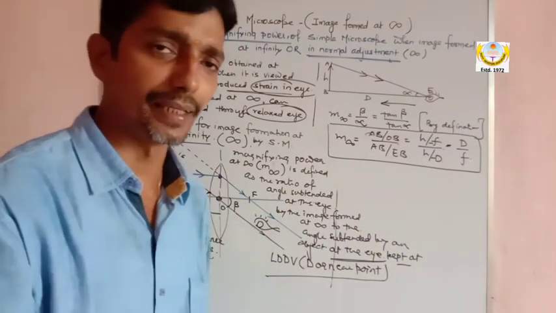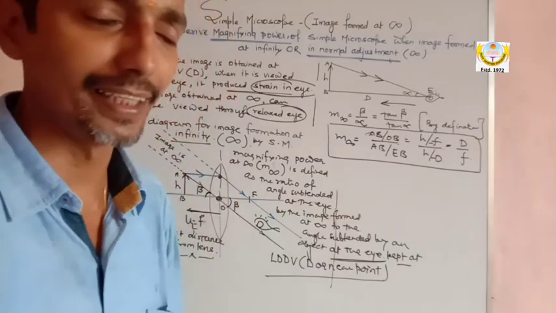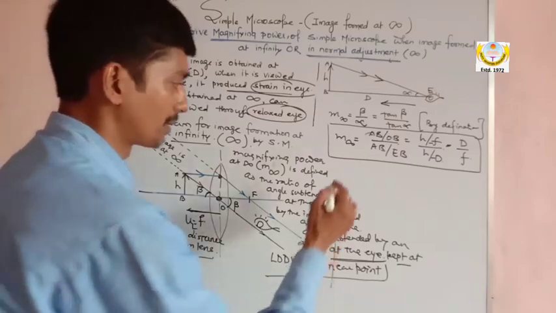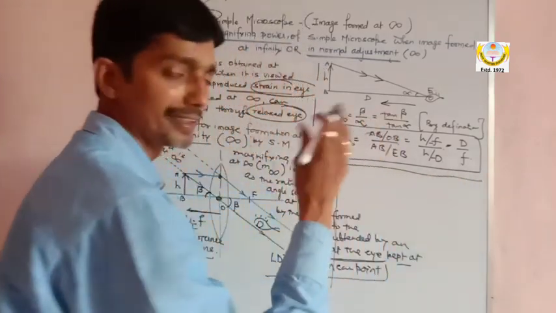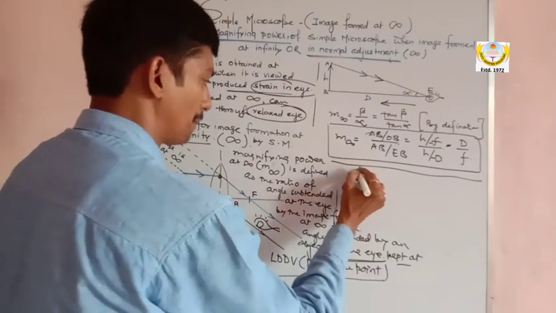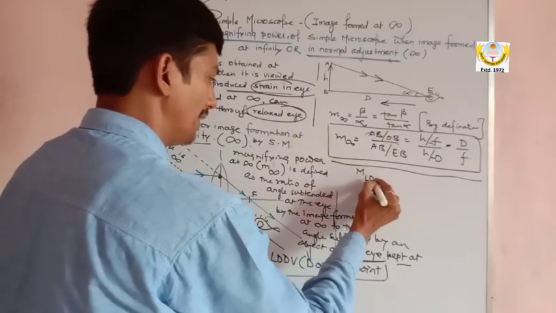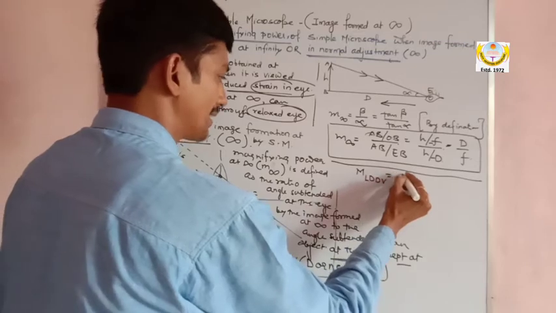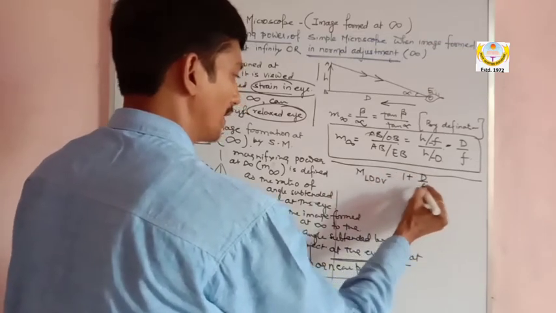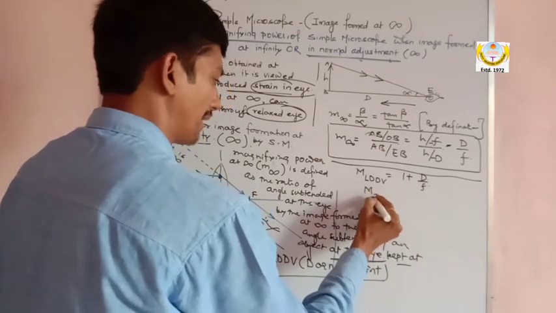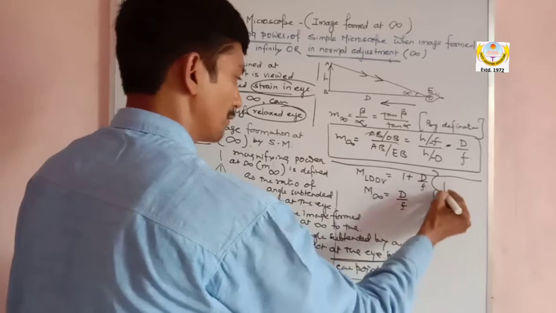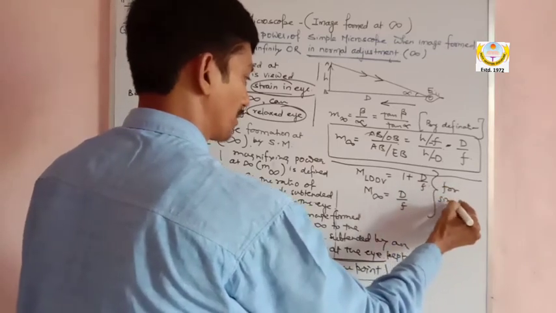So in both ways you can see it, I have told you everything. This is the concept. Now, my dear, let's go to the comparison. I obtained the magnifying power at LDDV, and the answer for magnifying power at LDDV is 1 plus d by f, and the magnifying power obtained at infinity is d by f, for the simple microscope.